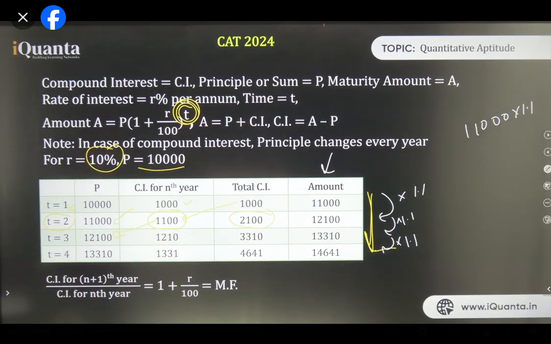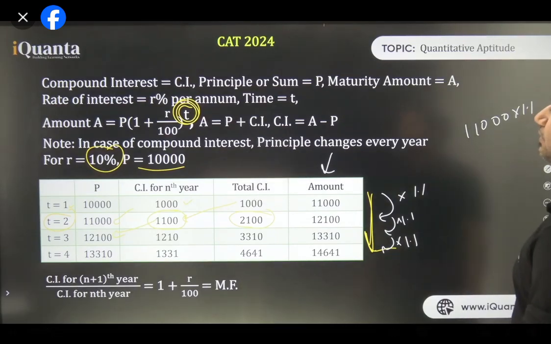Is it clear now, everyone? Akanksha, I hope it is clear to you now. Cool. So we have reached this place now.